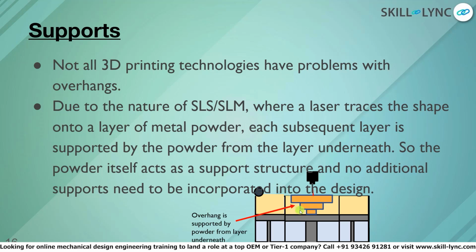If we look at this image underneath, we have the layers represented by the dark orange boxes outlined by blue, and the metal powder is the light sand color. You can see each layer is supported by the powder underneath. This acts as a natural support by design. So in these situations, we do not need to incorporate any additional supports into the design.